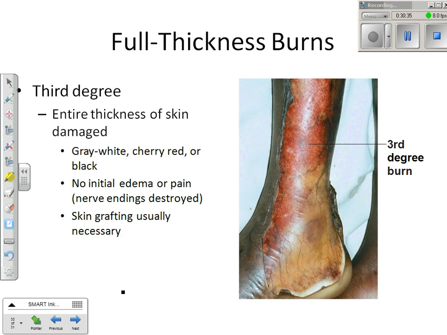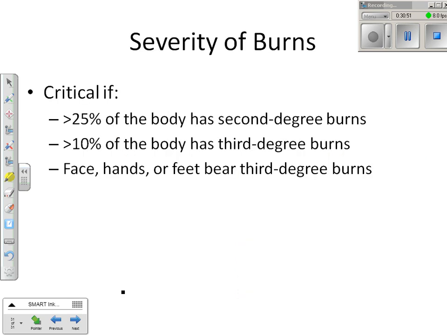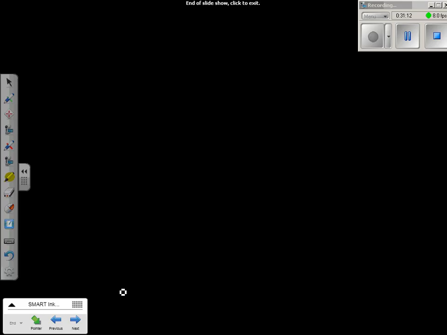Third degree burn means the entire thickness of the skin is damaged, and sometimes this is not painful until it starts to regenerate because you've burned up the nerve endings. These are typically gray, white, cherry red, or black, and a lot of times to fix this you have to have skin grafting. How do you know how critical burns are? It's very critical if more than 25% of the body has second-degree burns, or if more than 10% has third-degree burns, and third-degree burns on the face, hands, and feet are really critical. So this is how physicians assess you.